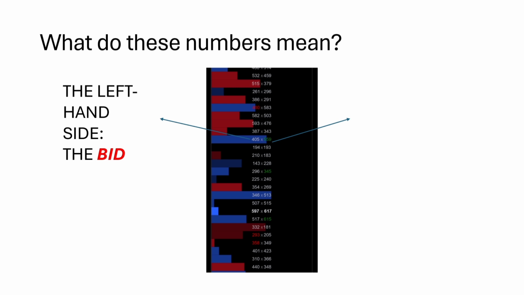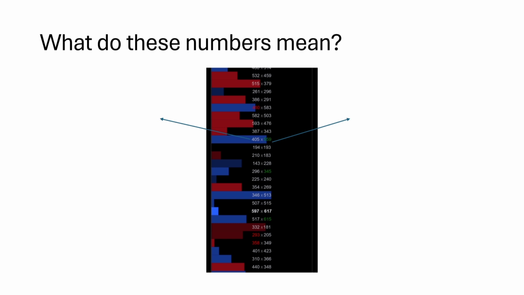So the left number is the bid. What you want to understand with the bid is that these are the aggressive sellers. The way you want to interpret the word aggressive is think about it this way: they are hitting the market in real time.